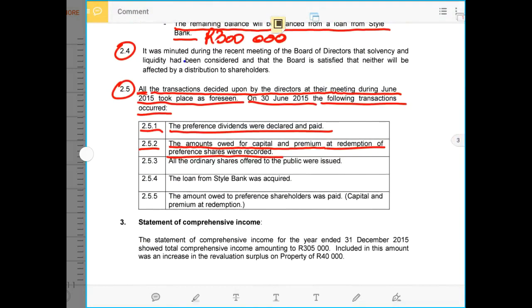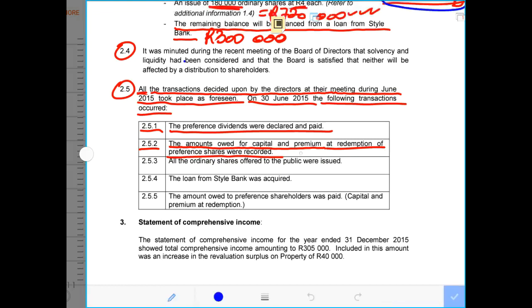So now they are telling us that the amounts owed in terms of the capital and the premium at the redemption of the preference shares were recorded. That means we have to record the liability. In this case, we have to raise the liability. Raise a liability when they say they were recorded. Raise a liability when we do the journal entry. You don't have to write this. I'm just highlighting how you must take note of small things.